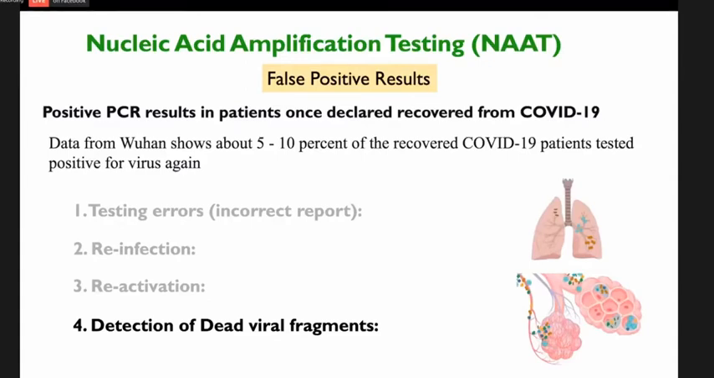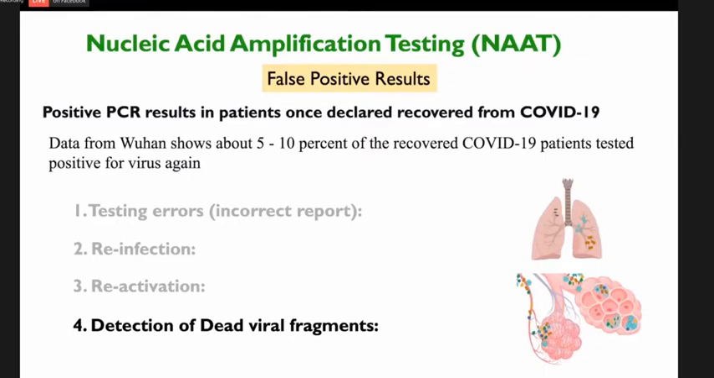Furthermore, a report from the Korean Center for Disease Control and Prevention states that they were unable to isolate live virus from samples of individuals who had recovered but again demonstrated positive PCR, indicating that the tests in these recovered patients are more likely to be false positive.